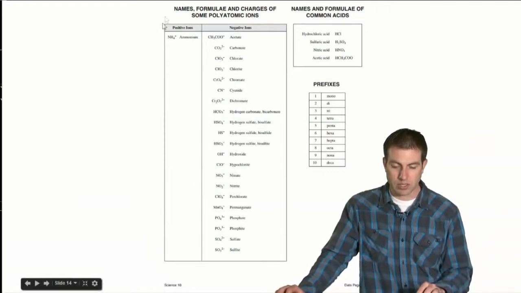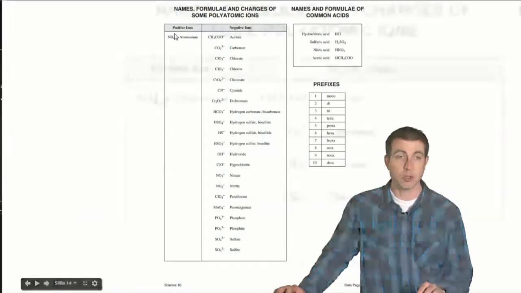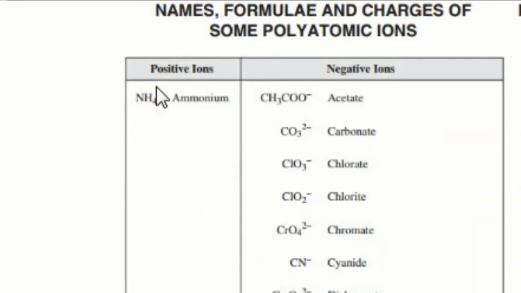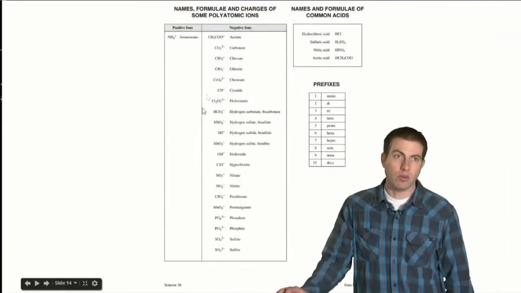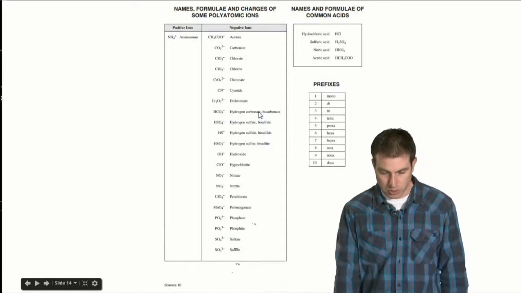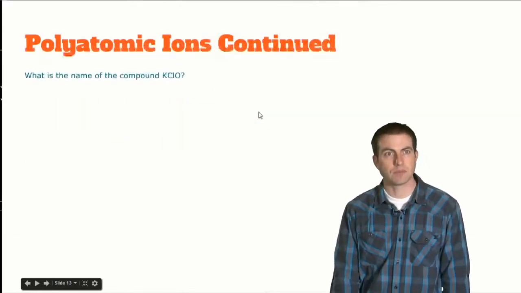And one thing to notice is that in the positive ions, the ones that act like a metal, you only have one, NH4. You remember that from the nitrogen cycle, when we were talking about nitrogen cycling through its ammonium. And then all the rest act as nonmetals. They're all negative. All right, so let's go back, now that you know where to find that stuff.